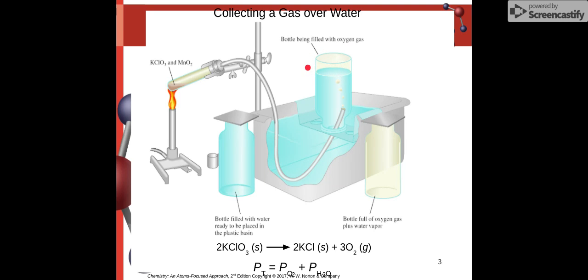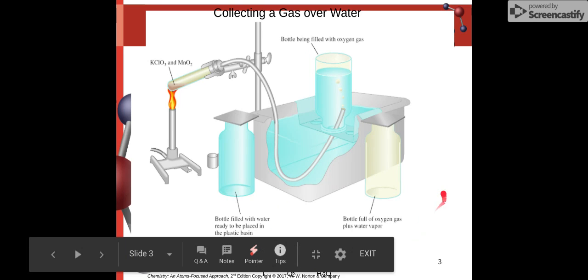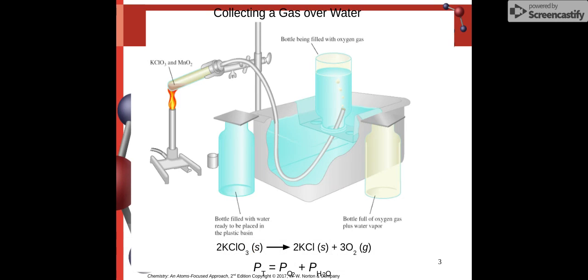Now, the issue there is that when we're collecting gas over water, in this case we're collecting oxygen. So yes, oxygen is present in this sample. However, because we're collecting it over water, there's also some water vapor, some humidity that is present there. So the total pressure is equal to the pressure of the oxygen plus the pressure of the water. To solve for the amount of oxygen that is present, we have to subtract what is referred to as the vapor pressure of water.